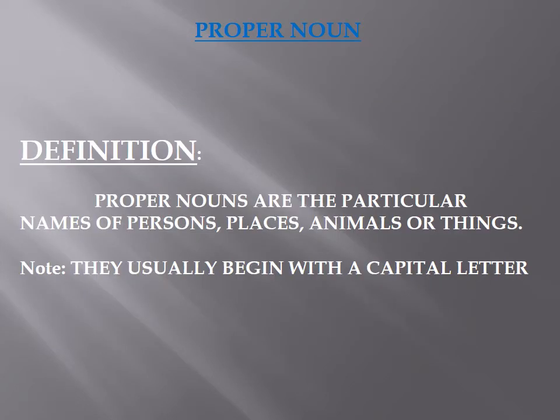Let us deal with them separately. A proper noun always begins with a capital letter, even if it is in the middle of a sentence. And it is the special name or a particular name of a person, place, animal or thing. Examples we have already seen.